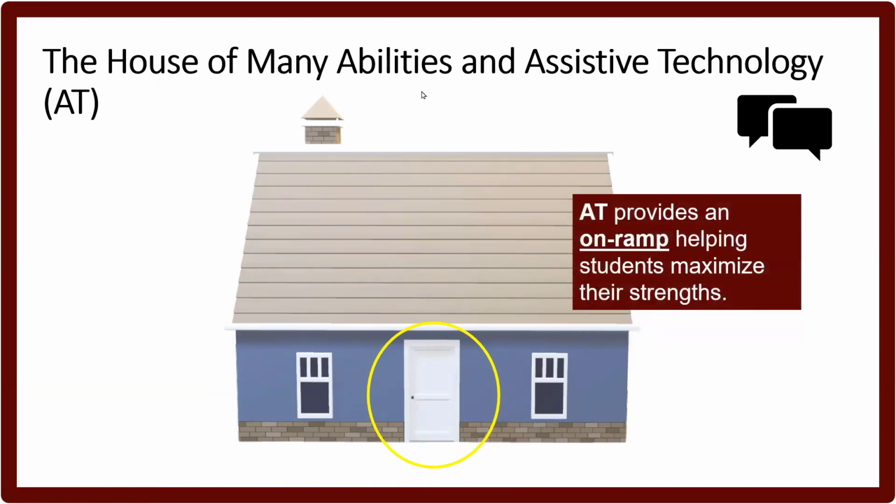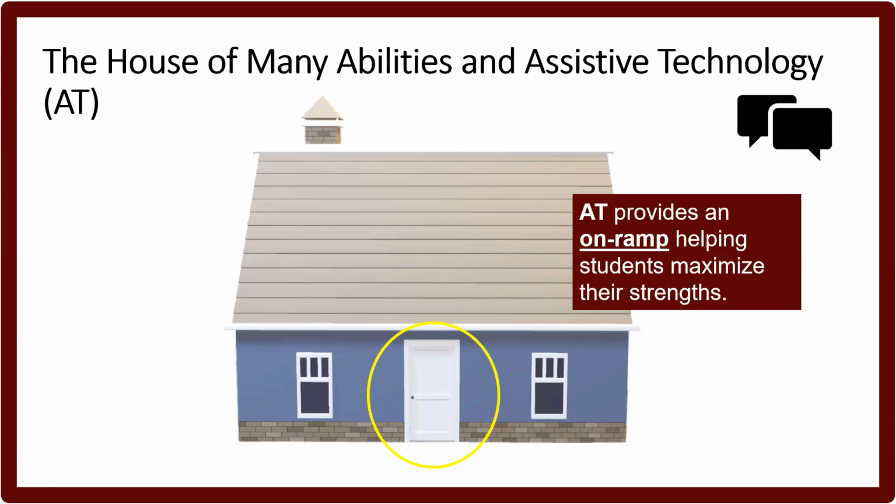Assistive technology, and this is the part I get really excited about, provides an on-ramp, helping students maximize their strengths. Okay, it helps them maximize their strengths and compensate for their disabilities, but they still accomplish the same objectives as their non-disabled peers. Okay, some students can't walk up the stairs, can they? Because they may be in a wheelchair. So what do we offer them? We offer them an on-ramp so they can get up those stairs just like everyone else. So that's what assistive technology does.